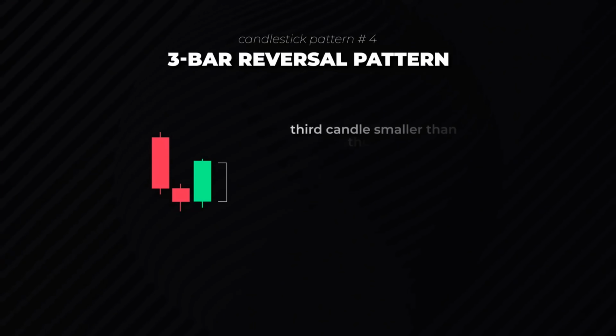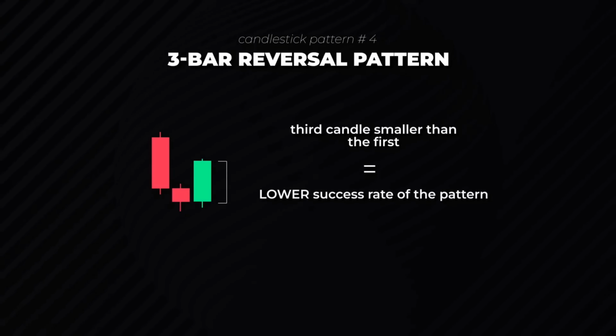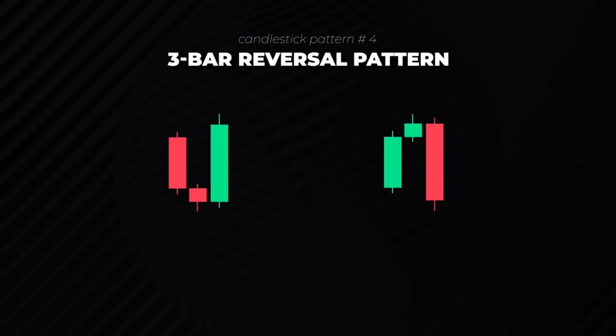If the third candle is smaller than the first, this suggests a lower chance of success and is considered a weaker entry signal. There are 2 types of 3-bar reversal patterns. The bullish 3-bar reversal, where the first 2 candles are red and the third is green, and the bearish 3-bar reversal, where the first 2 candles are green and the third is red.